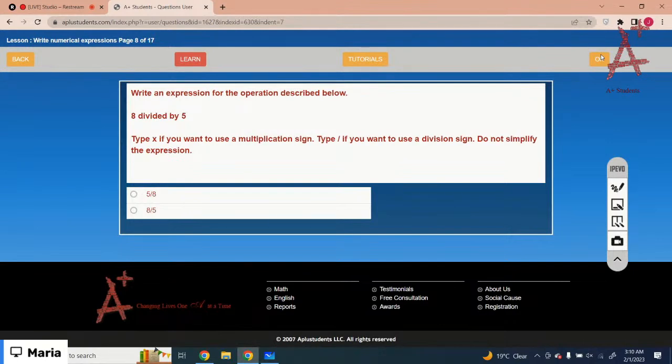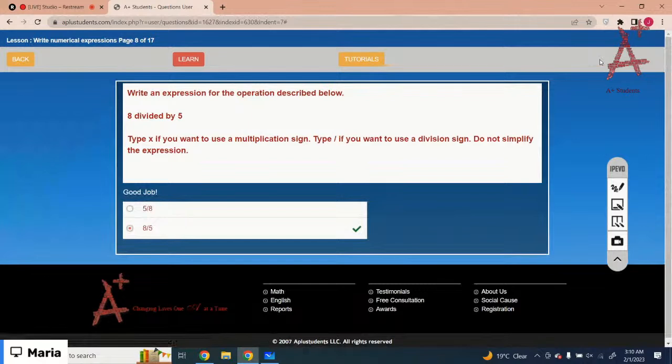It would be the second option. Got it? 8 over 5. You have to divide 8 by 5. So it would be the second option. Just select the correct option and click on the OK button.